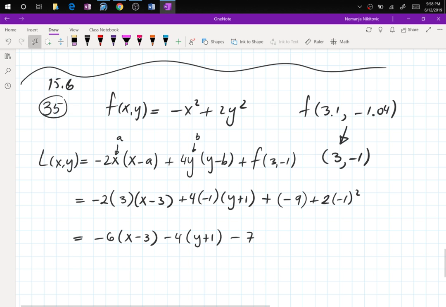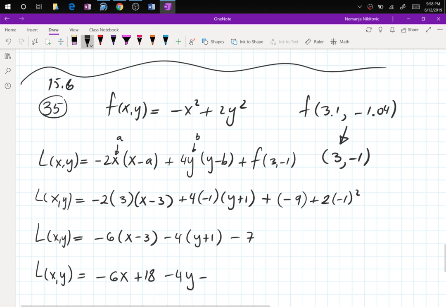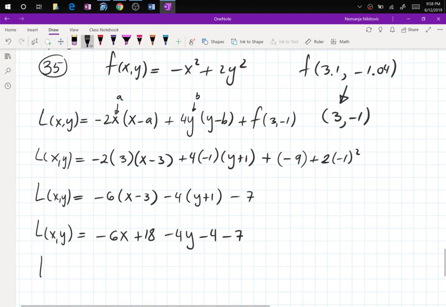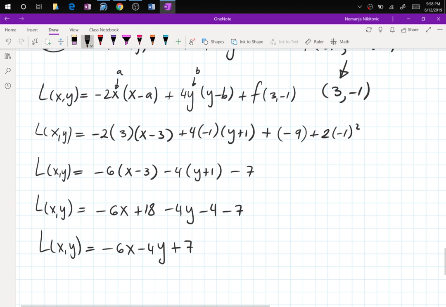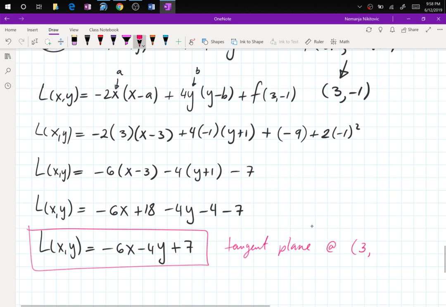Distribute everything. This is still my L(x,y). That's negative 6x plus 18, minus 4y minus 4 minus 7, and L(x,y) is negative 6x minus 4y, and then plus 7. This over here is technically a z, so this over here is the tangent plane at 3, negative 1.